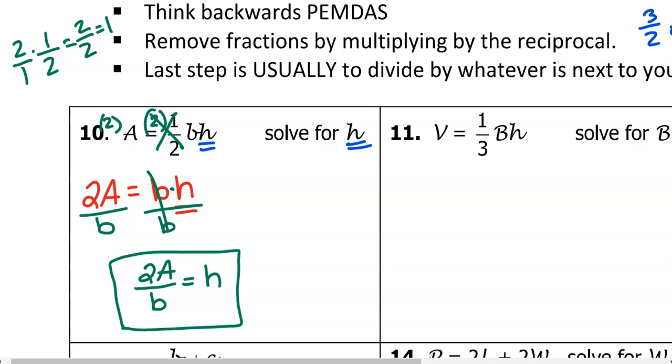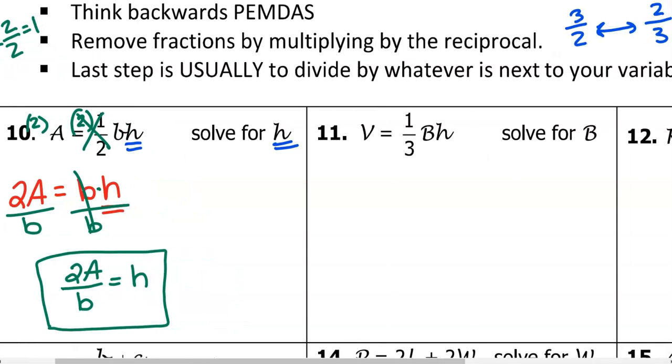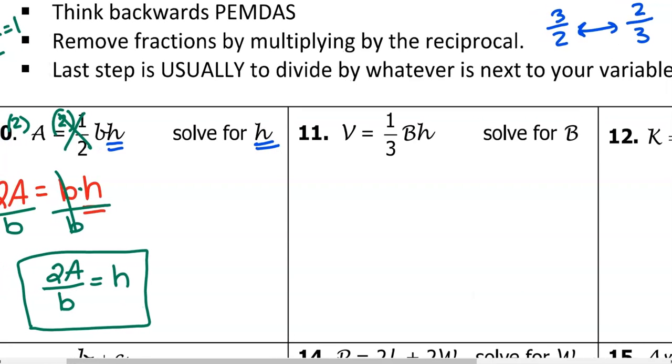So if it was a different number, would we still do that? Yes, like number 11. Our next one has 1/3, right? So what do you think we're going to multiply in that one? 3. Yep. Technically, it's 3/1, to get rid of it. Yeah, number 11, we're solving for B, right? We're trying to get B by itself, so that's right here.